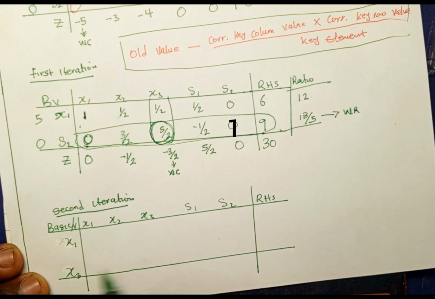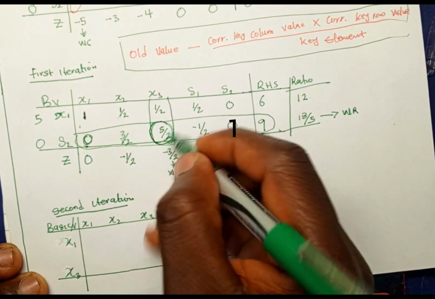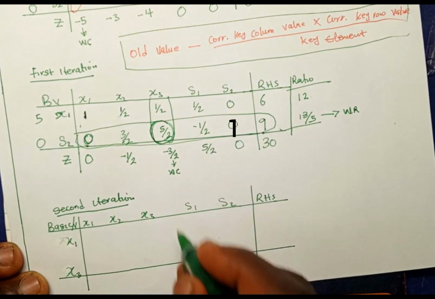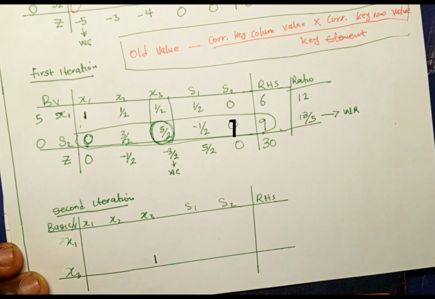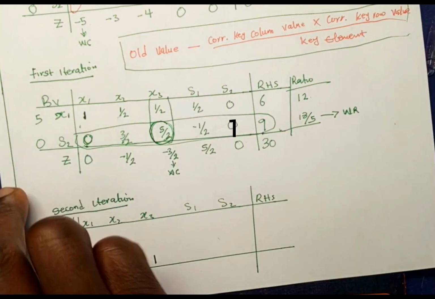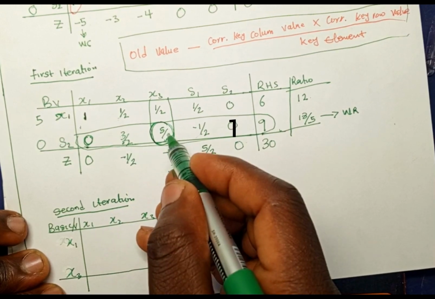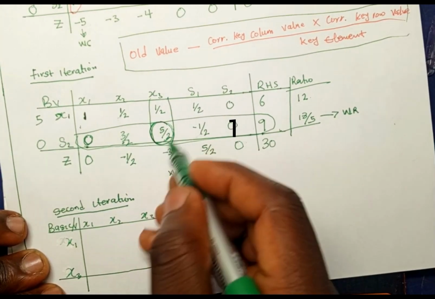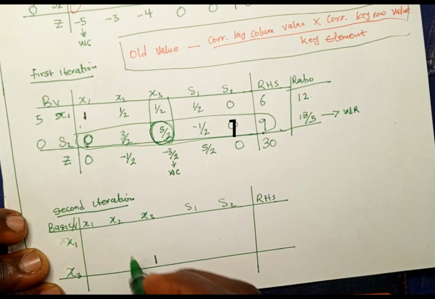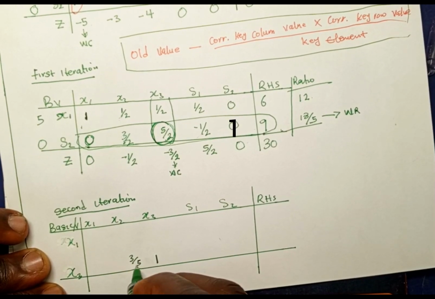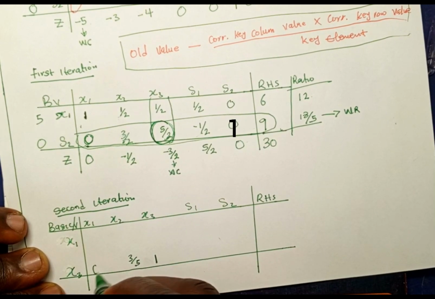Now, to get all the values for the X3 row, we make sure we turn this one to 1 by dividing it by itself. 5/2 divided by 5/2 gives us 1 under X3. When you do that, it will affect all the elements. Let's do this one first. To turn this 3/2, we still divide by 5/2, which we used to turn this one to 1. 3/2 divided by 5/2 gives us 3/5. Now 0 divided by 5/2 gives us 0.